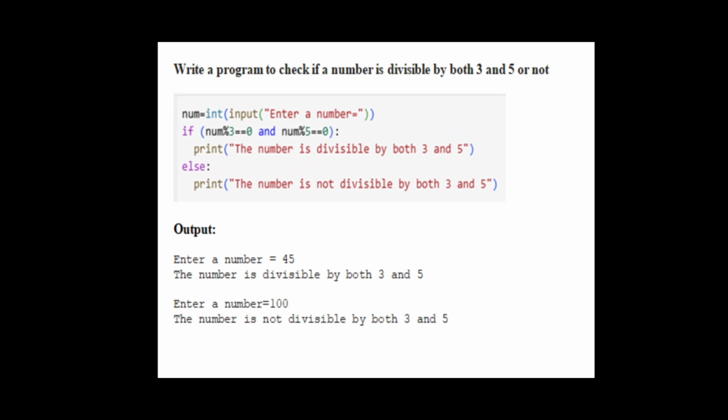So 45 % 3 == 0, true, and 45 % 5 == 0, this is also true. So this condition is true, therefore the number is divisible by both 3 and 5 will display. Next, if we put num equal to 100, then 100 % 3 == 0, this is false, and 100 % 5 == 0, this is true. But in an AND operation, if one is false, then the total expression is false, so we directly go to the else part, therefore the number is not divisible by both 3 and 5 will display.